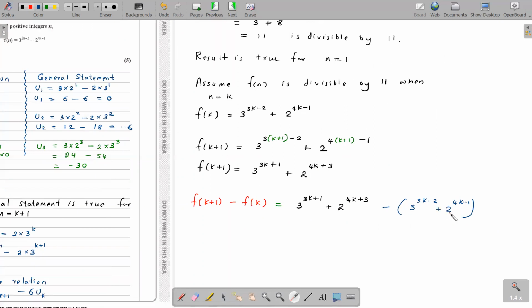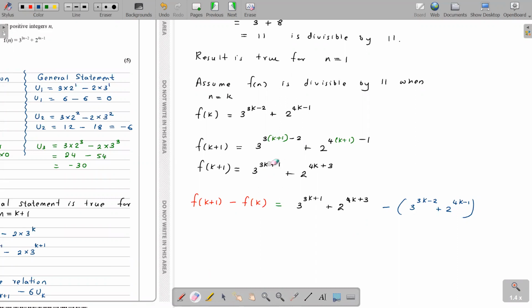Now, do you think we can simplify when these powers are different? No, we can't. So one of the best pieces of advice I can give you is, when you are doing this fk plus 1 minus fk, always keep your fk plus 1 in the same powers as fk. Now you can see fk has 3 to the power 3k minus 2, so try to make your fk plus 1 have similar powers. I could have done it from the beginning, instead of coming to this point and getting stuck.